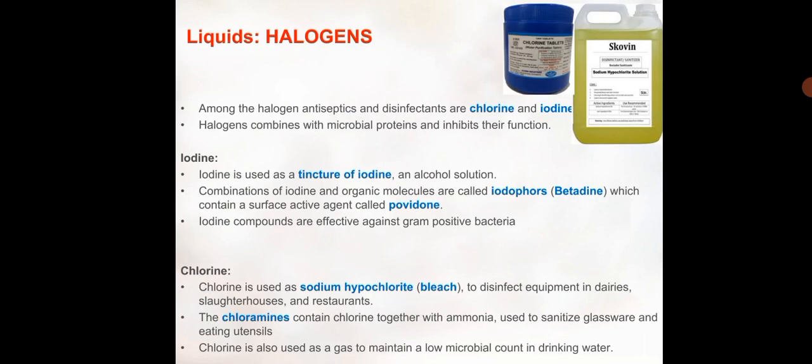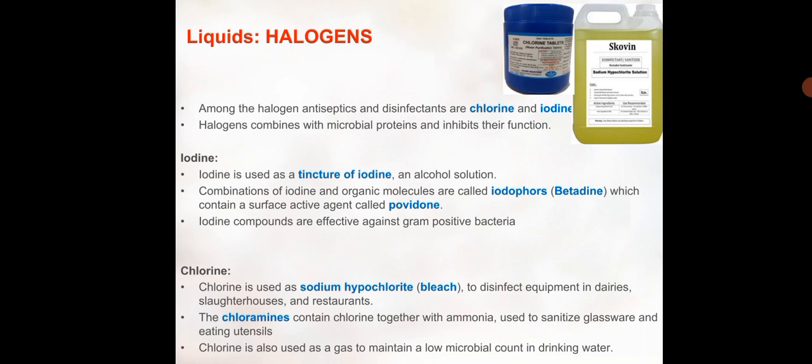Halogens. Among the halogens, antiseptics and disinfectants are chlorine and iodine. Halogens combine with microbial proteins and inhibit their function. Iodine. Iodine is used as tincture of iodine, which is an alcohol solution. Combinations of iodine and organic molecules are called iodophors, known as Betadine, which contains a surface active agent called povidone. Iodine compounds are effective against gram-positive bacteria.